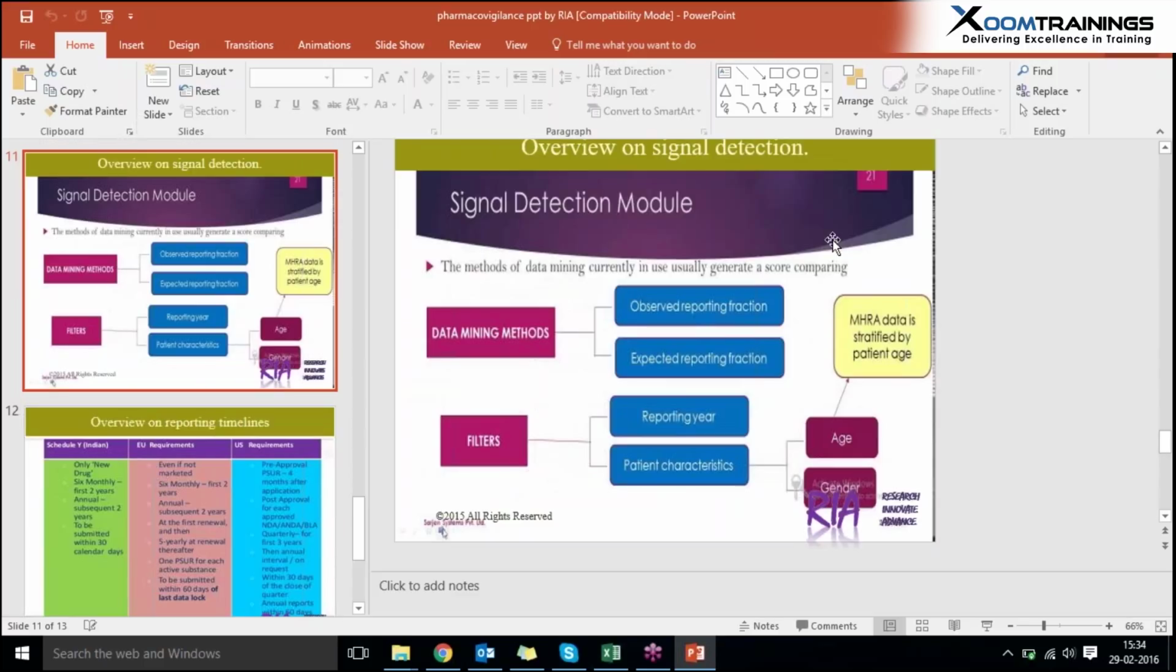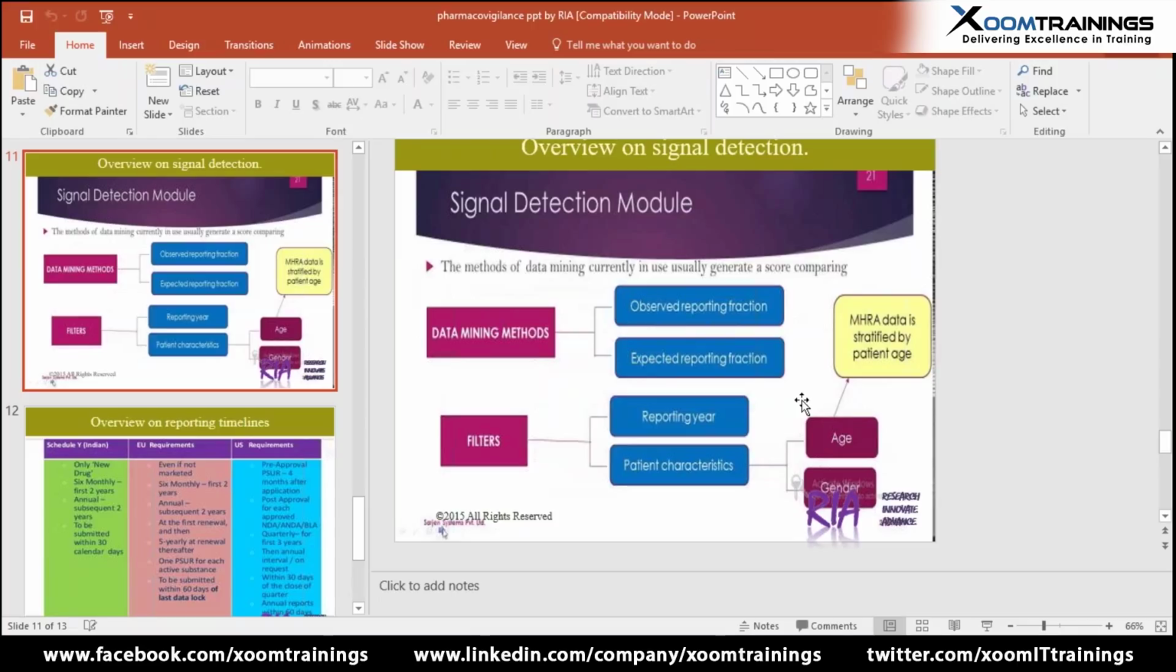Now signal detection. How are you going to do this detection? How will these signals be detected? The methods of data mining currently in use usually generate a score comparing the reports. That is how the data mining will be done. The data mining will be done in two ways: observed reporting fraction and expected reporting fraction. When you conduct a clinical trial on new drugs, you are already expecting some adverse events, and those come under the expected reporting fraction. Some you are not expecting.